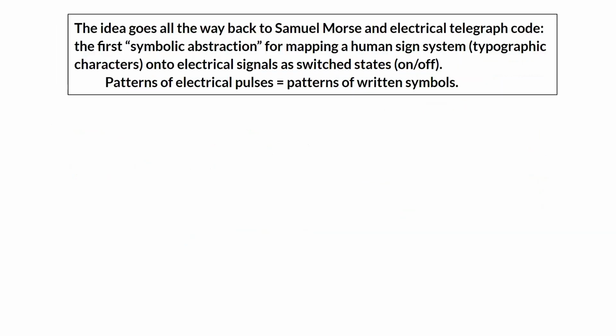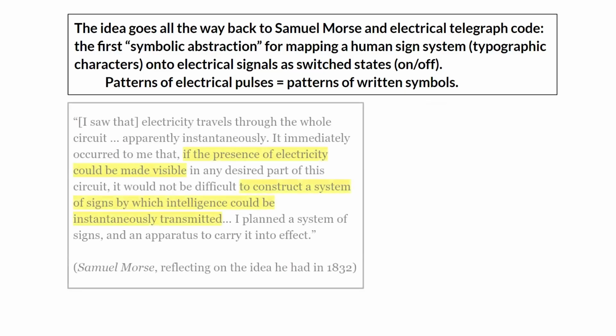Well, the idea goes all the way back to Samuel Morse and electrical telegraph code, the first symbolic abstraction for mapping a human sign system, that is typographic characters, onto electrical signals as switch states, on, off. That's patterns of electrical pulses can equal patterns of written symbols.